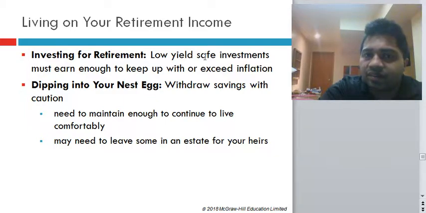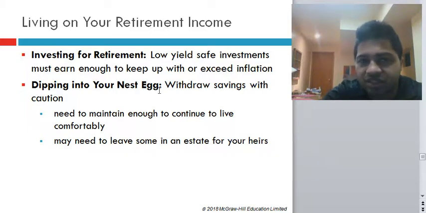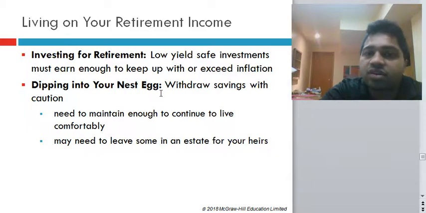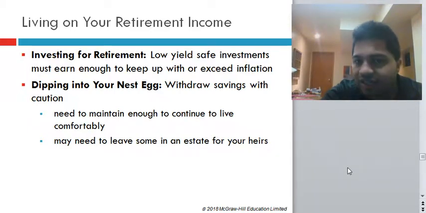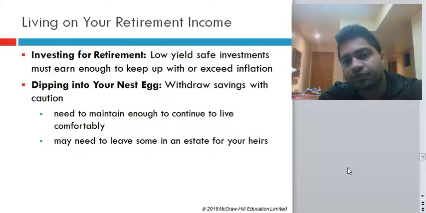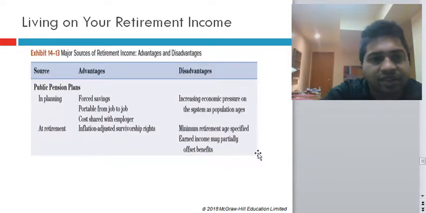Investing for retirement: generally when you retire you go for low yield, safe investments. It must earn enough to keep up with inflation. Dipping into your nest egg, withdraw savings with caution. You need to maintain enough to continue to live comfortably. You may need to leave some in your estate as inheritance.